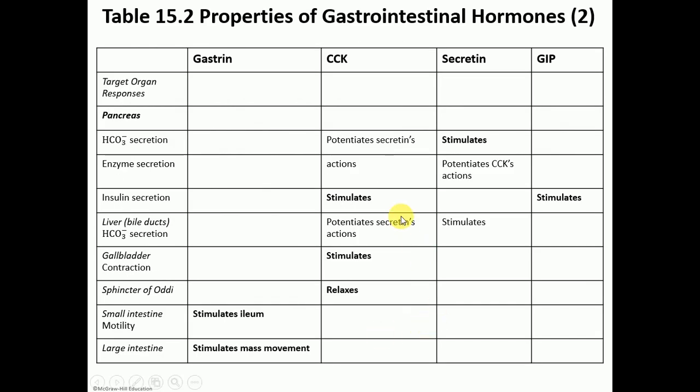CCK is going to stimulate insulin secretion from the pancreas. It also stimulates the contraction of the gallbladder and the relaxation of the sphincter of Oddi, which is the hepatopancreatic sphincter that releases bile and the pancreatic juice into the duodenum.